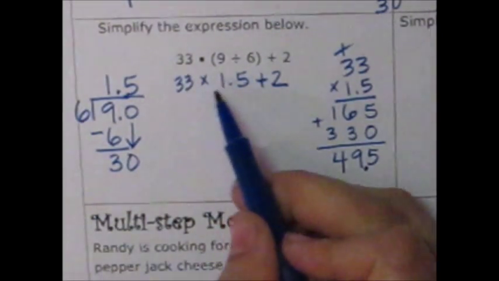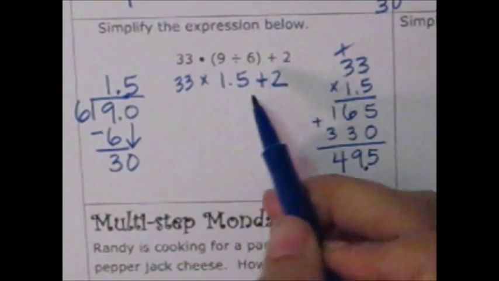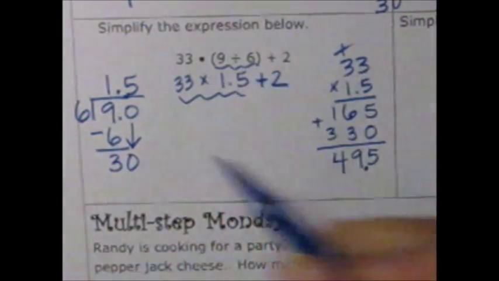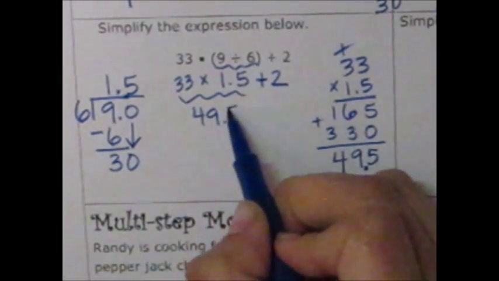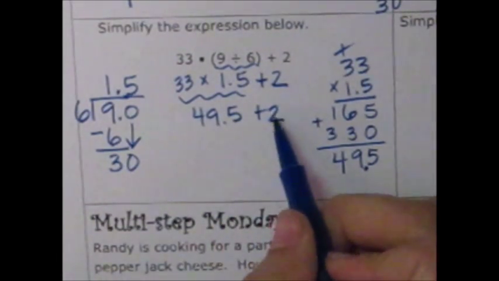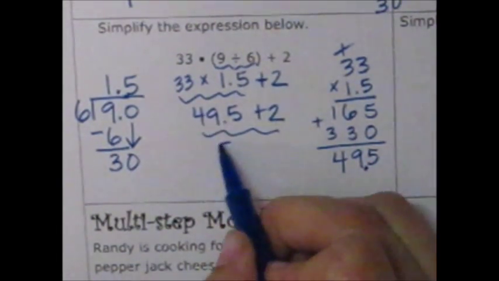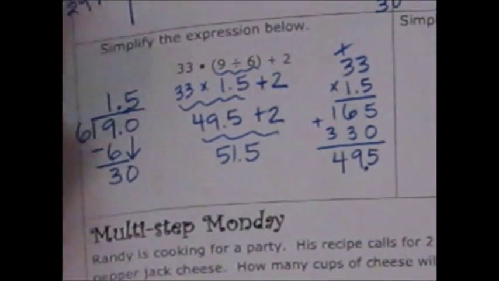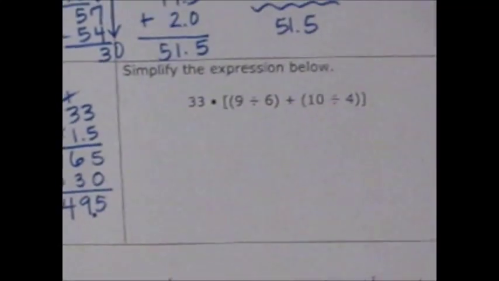So 33 times 1 1/2, or 1 5/10, is 49 5/10 plus the 2. Oh, I remember we did that on the last one. So 49, 50, 51, 51 5/10. Cool. Alrighty, let's move on to number 4.